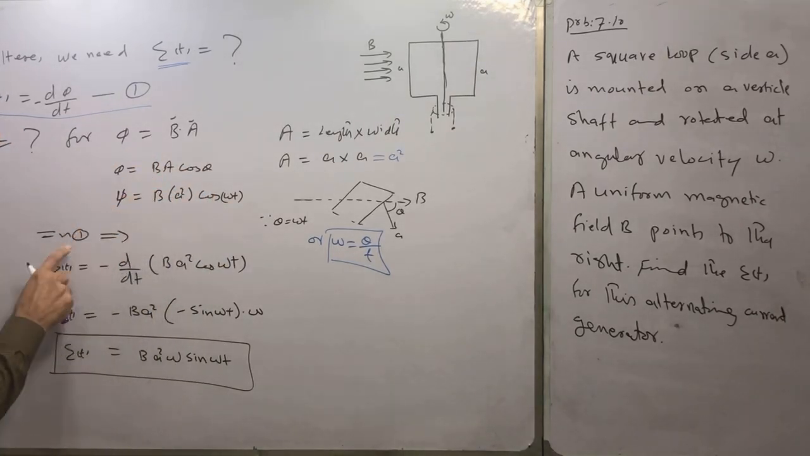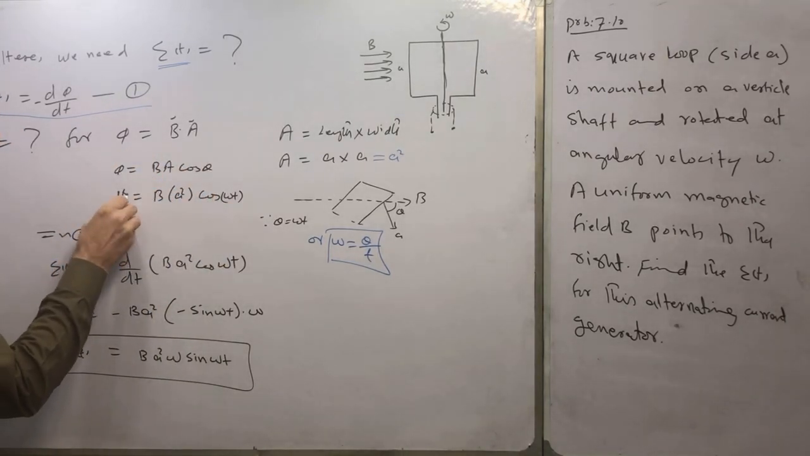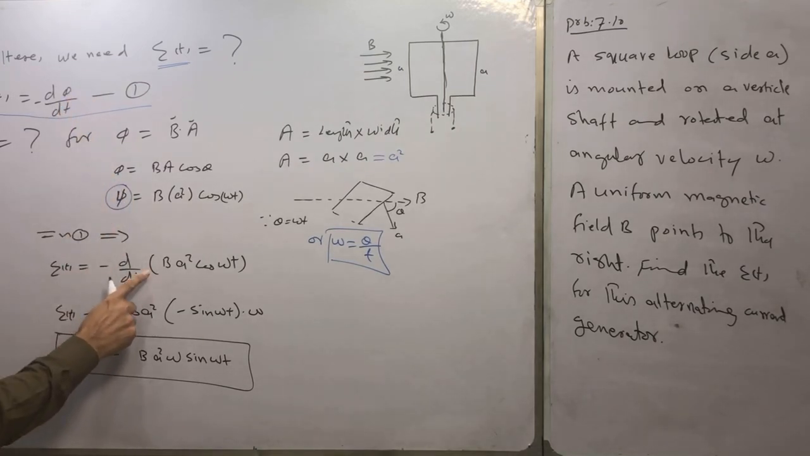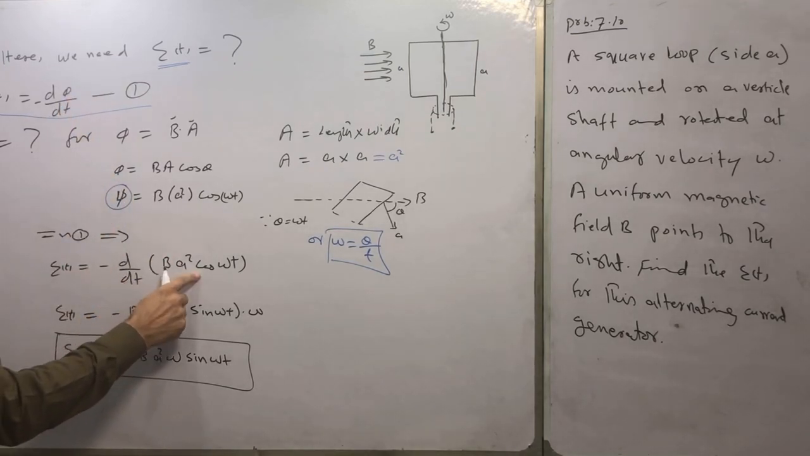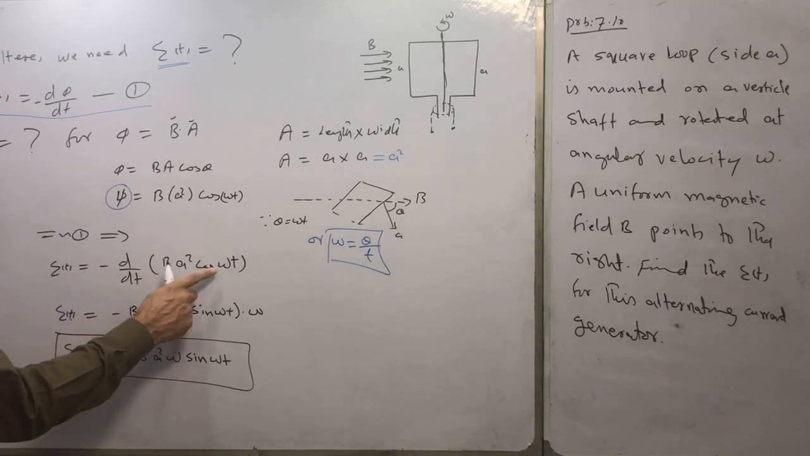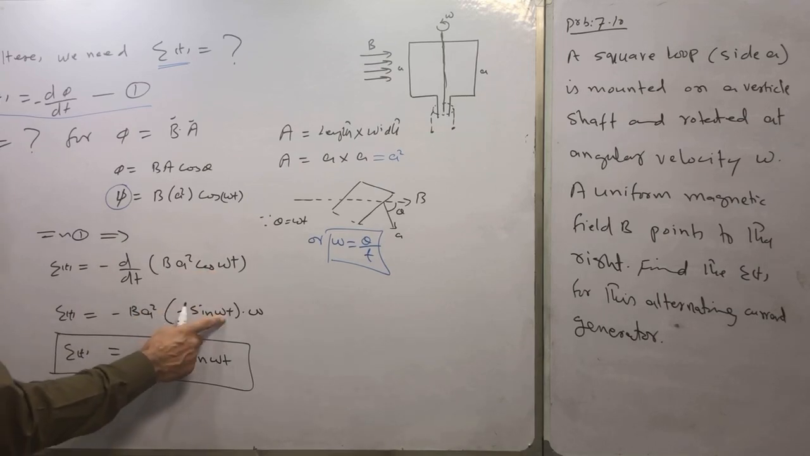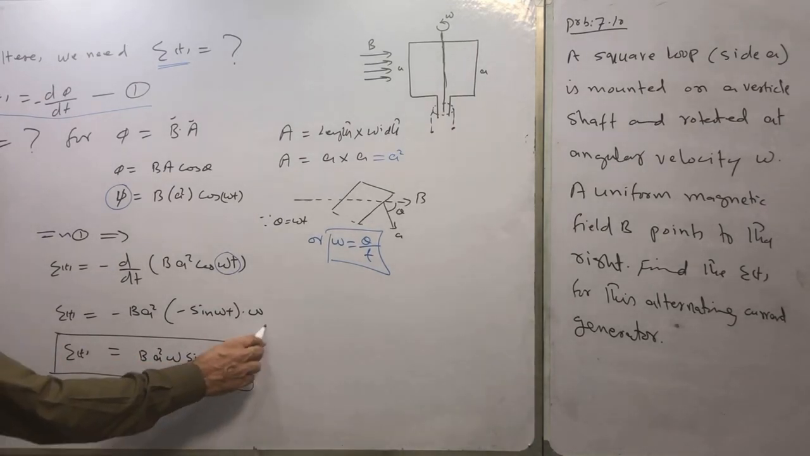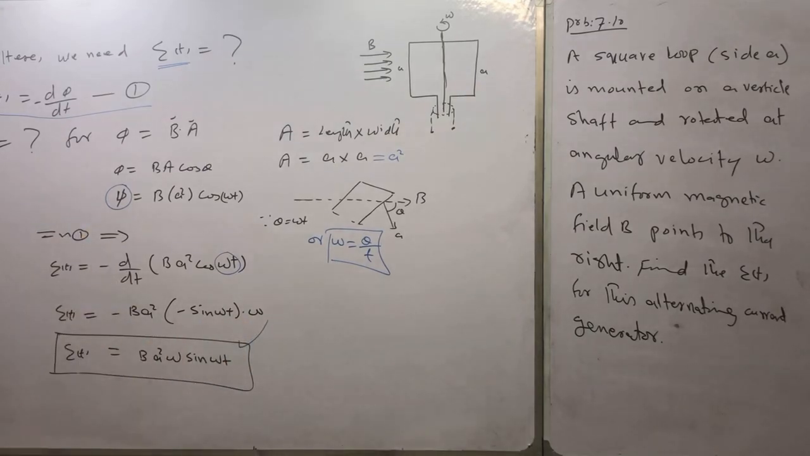We must put the value of phi in equation number one. We have B A square cosine omega t. This is just differentiation with respect to time. So cosine gives minus sine omega t, times omega. And then the final form of this EMF is equal to B A square omega sine omega t. So it is time dependent. So this is the required result.